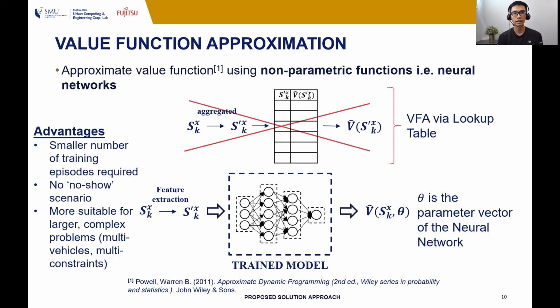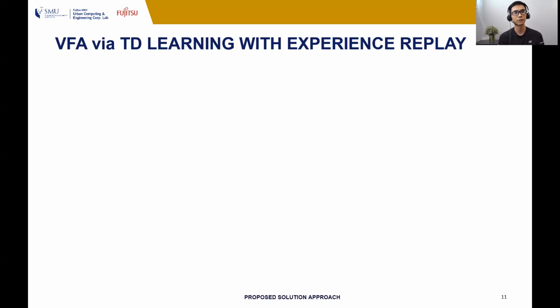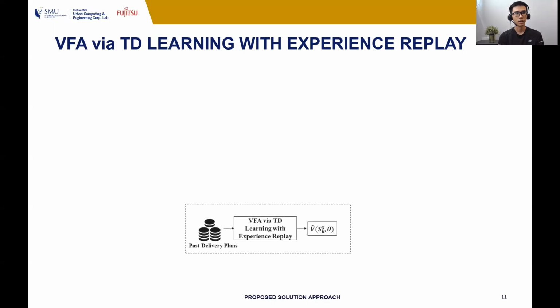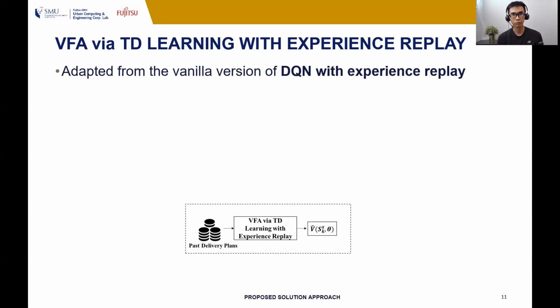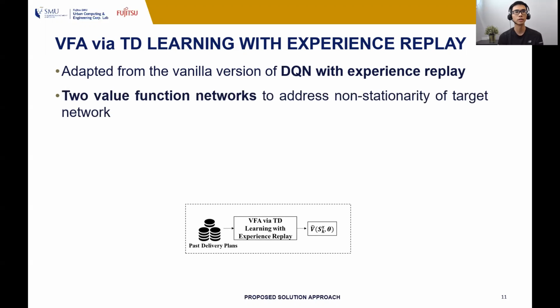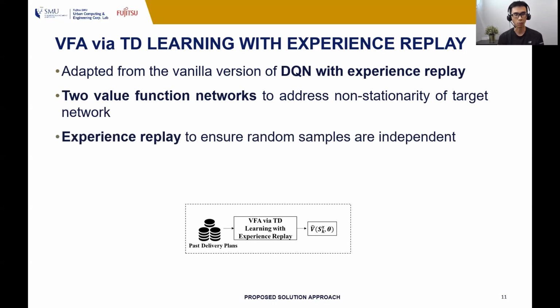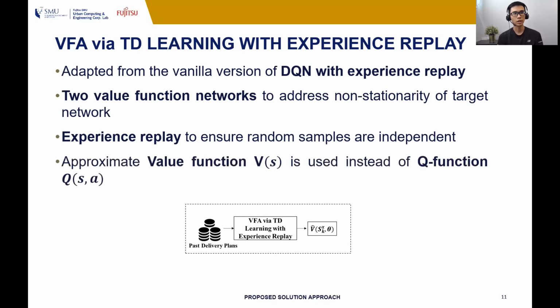Next, how do we then learn the parameter vector? We propose temporal difference learning with experience replay. And this is adapted from a vanilla version of DQN with experience replay, which consists of two value function networks and the experience replay component. But the main difference is that here we approximate the value function instead of approximating the Q function.